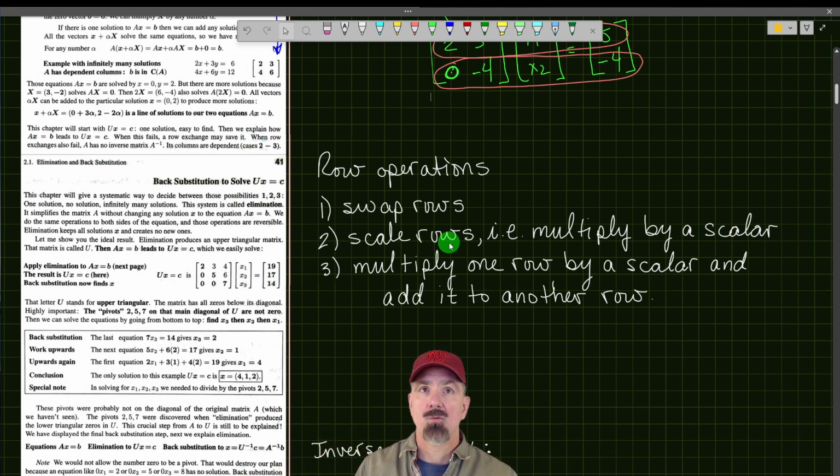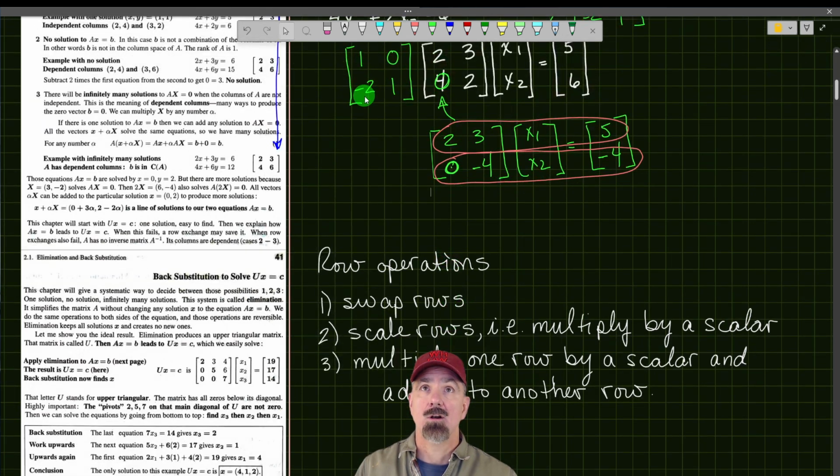We can multiply a row by a constant. That's what we did here. We multiplied by a -2. And then the last thing we can do is multiply one row by a scalar and add it to another row, and that's what this row here is doing. It's multiplying the first row of the equations by -2, and then it's adding it to one copy of the second row. And that's what gives us this elimination down here.